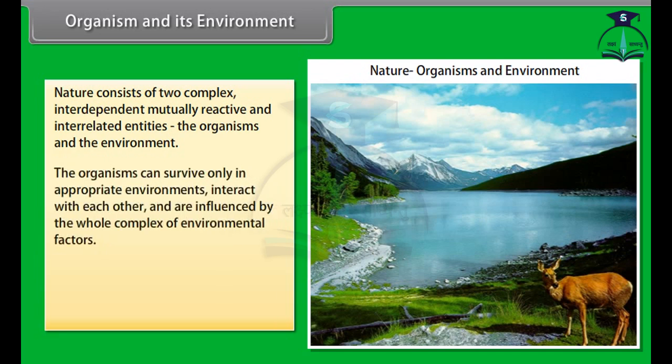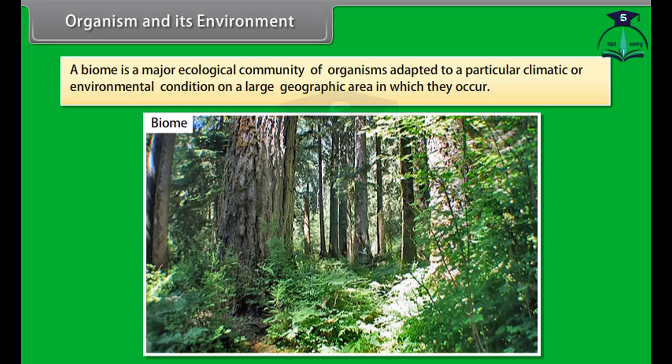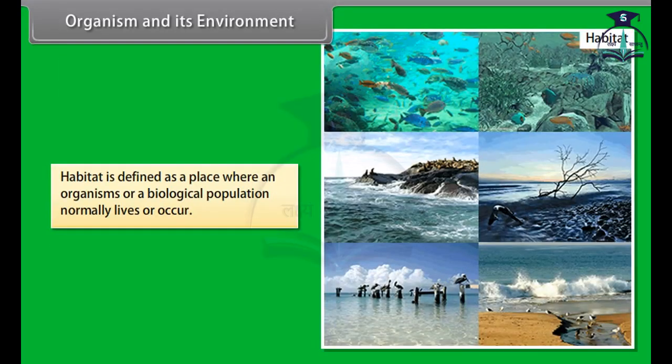The organisms can survive only in appropriate environments, interact with each other, and are influenced by the whole complex of environmental factors. Ecology is the branch of biology that deals with the study of interactions between organisms and environment. A biome is a major ecological community of organisms adapted to a particular climatic or environmental condition on a large geographic area in which they occur. Habitat is defined as a place where an organism or a biological population normally lives or occurs.